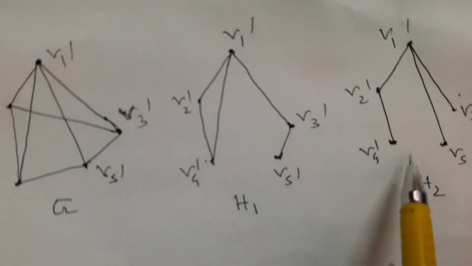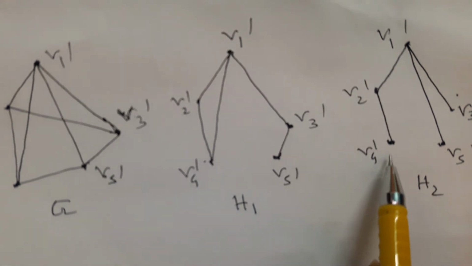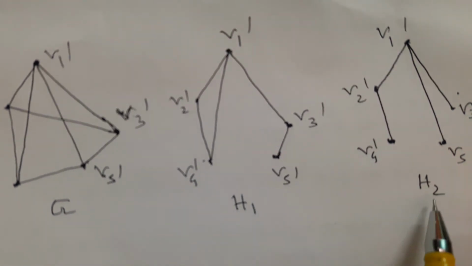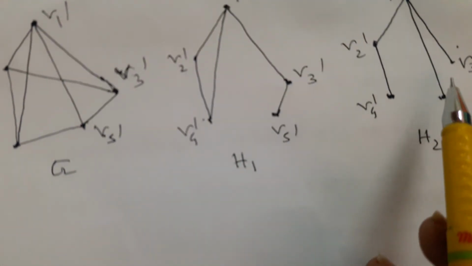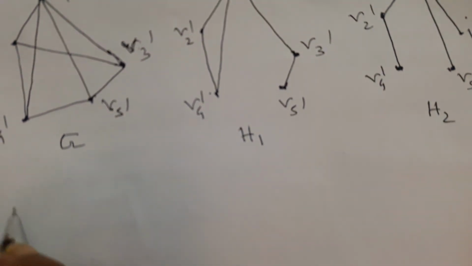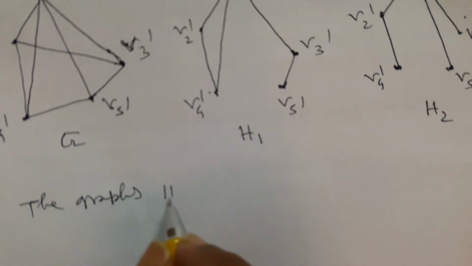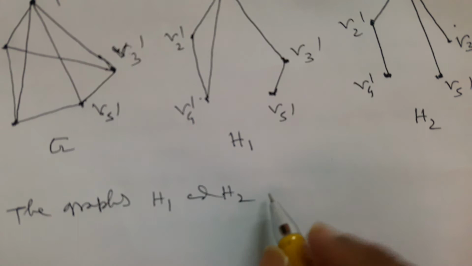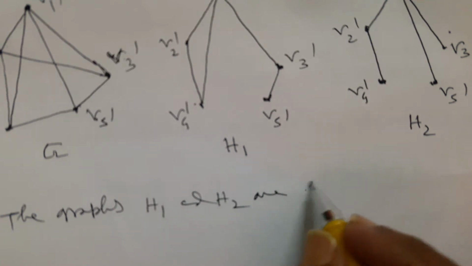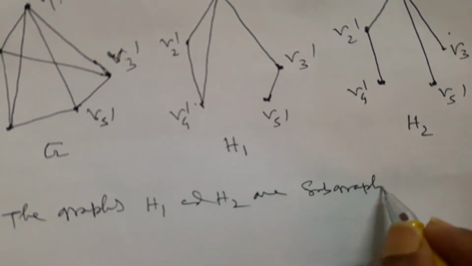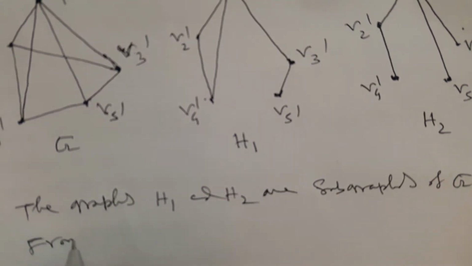Then if we look at the figure, h1, h2 are subgraphs of G. Because all the vertices of h1 and h2 are vertices of G. We observe here v1, v2, v3, v4, v5. So we declare it a spanning subgraph of G. The graphs h1 and h2 are spanning subgraphs of G from the given figure.